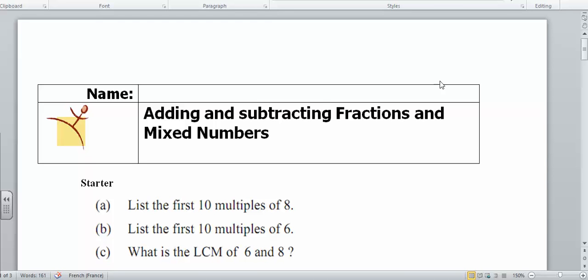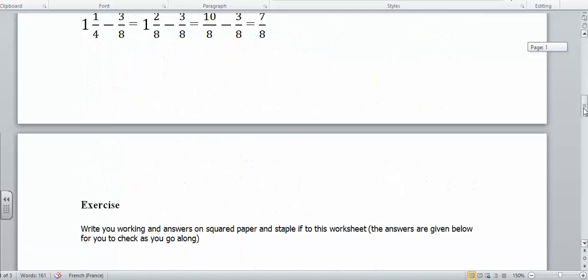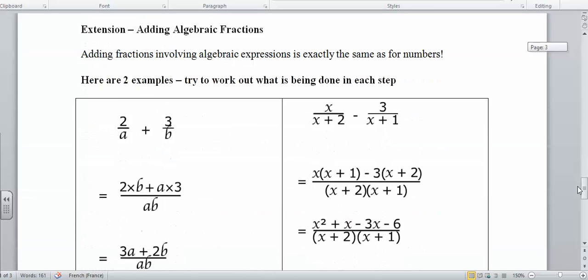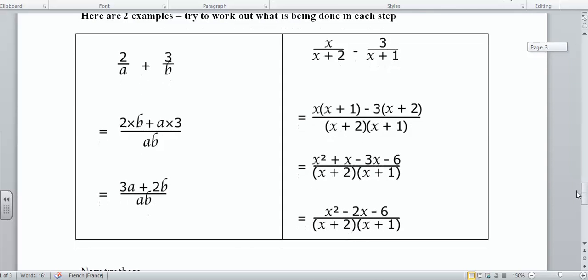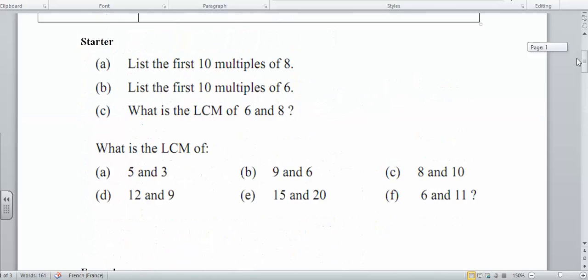Okay, so this is a quick video to go with the worksheet that you should have, adding and subtracting fractions and mixed numbers. Most of this is pretty much revision from last year, but it doesn't hurt to go through it again, but it does get on to some difficult questions at the end here when we look at adding and subtracting algebraic fractions. Right, let's just concentrate on this for the start.